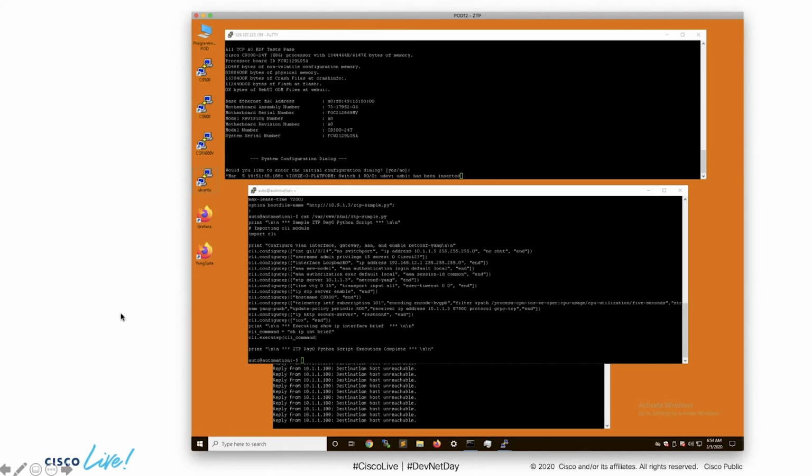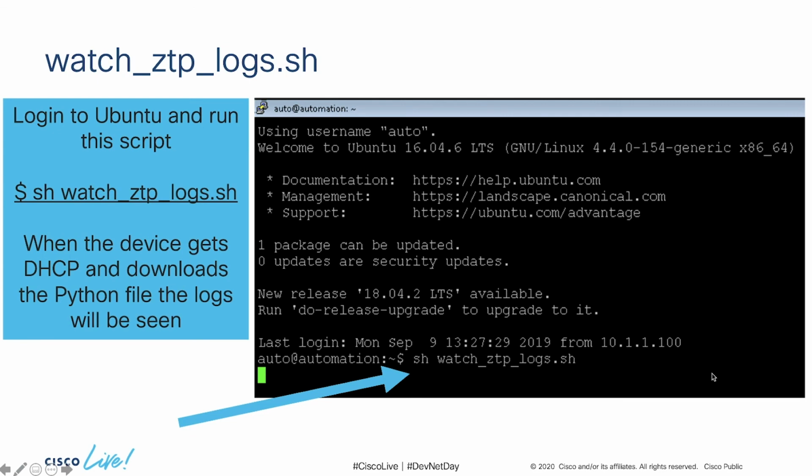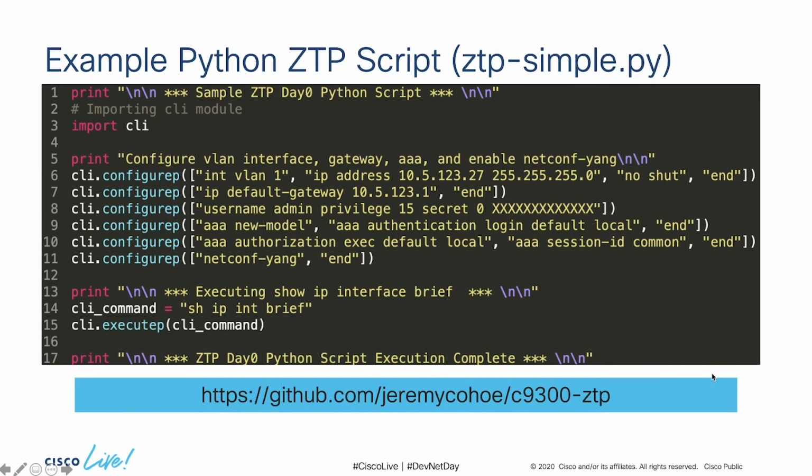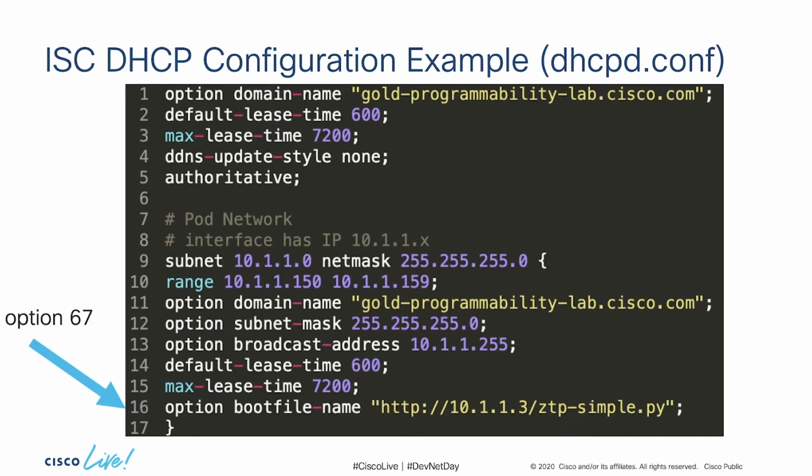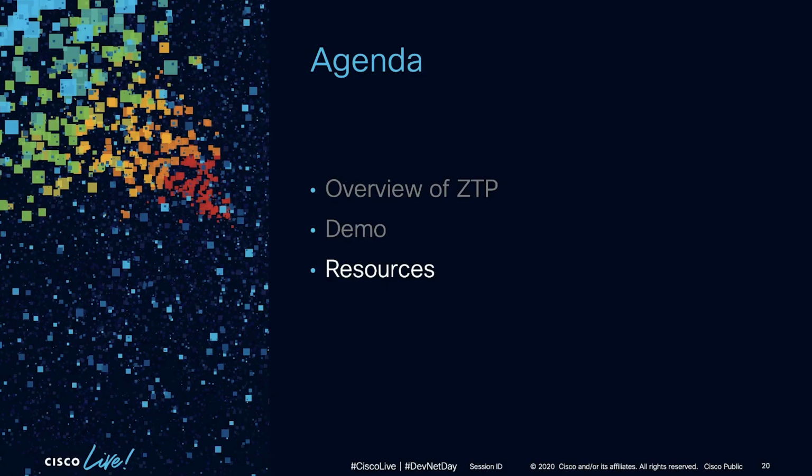With that, we can go back to the slides and quickly review what we looked at here. We saw the logs from the DHCP server. Here's the Python file that we're using, and again, it's pretty much cut and paste right out of the GitHub example. The DHCP server, again, is really important for the option 67.